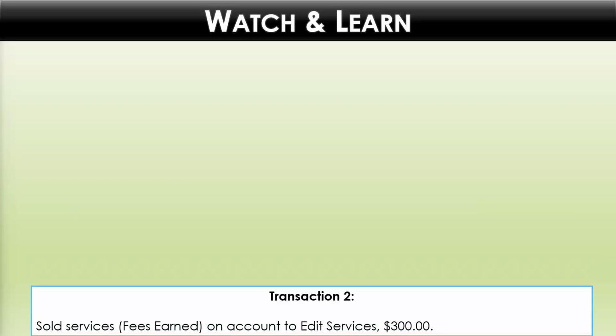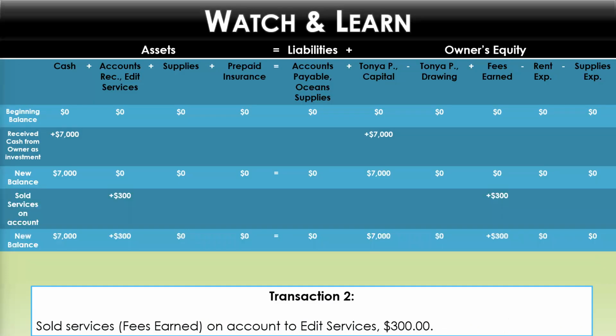Transaction 2, sold services on account to Edit Services in the amount of $300. This transaction goes on the next row. This transaction impacts accounts receivable, Edit Services. We're going to increase this account by $300. And the transaction also impacts fees earned. And we're going to increase here by $300.